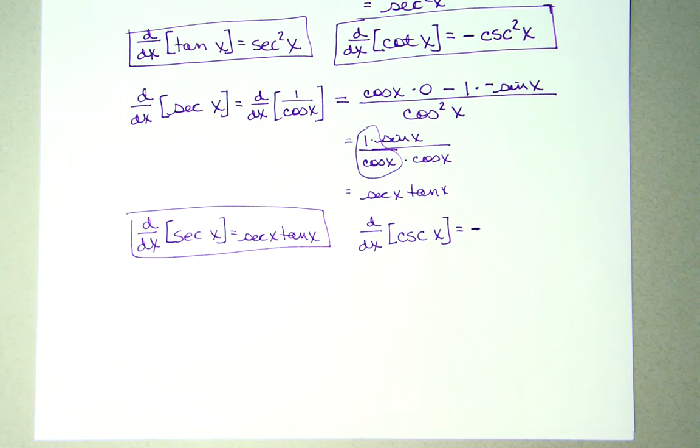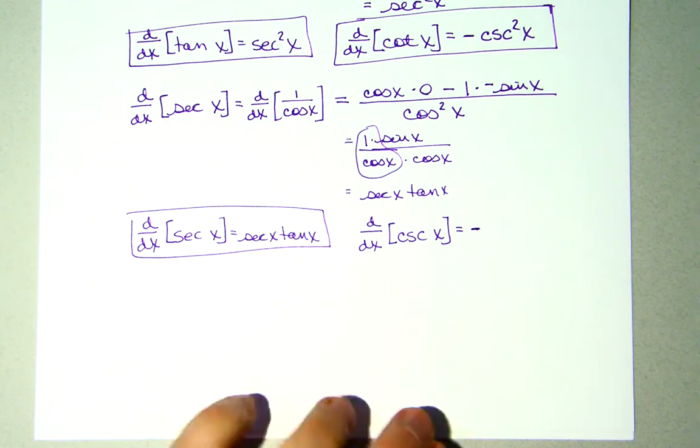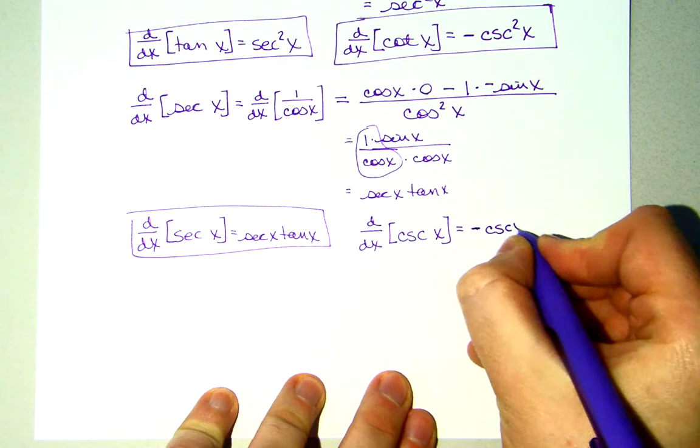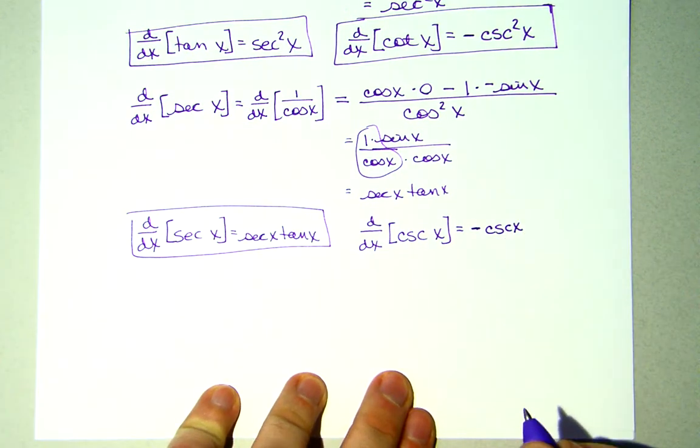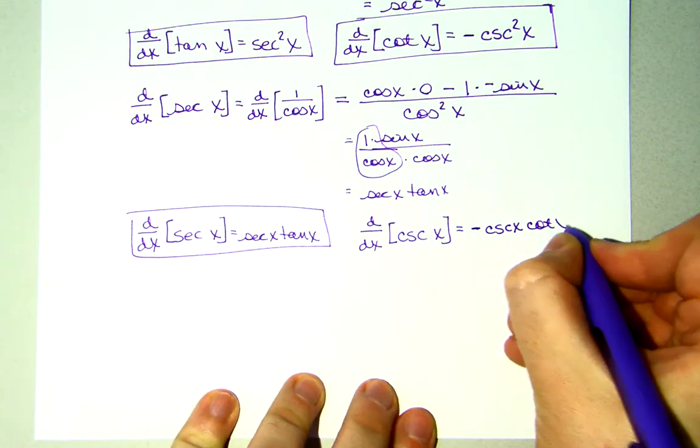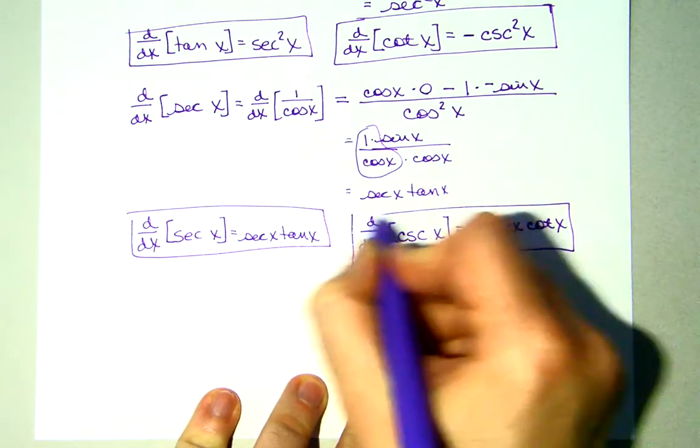Instead of secant x, what do you think it's going to be? Cosecant of x. And instead of tangent x, what do you think it's going to be? Cotangent x. That is our derivative of the cosecant of x.